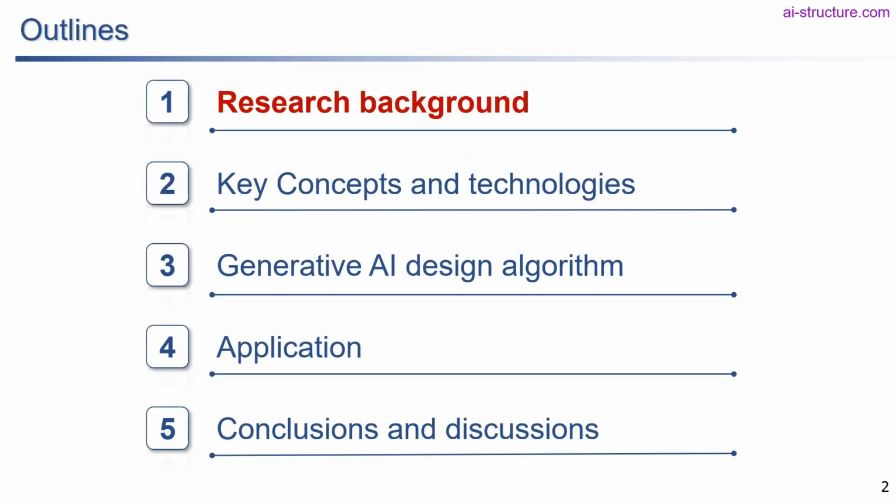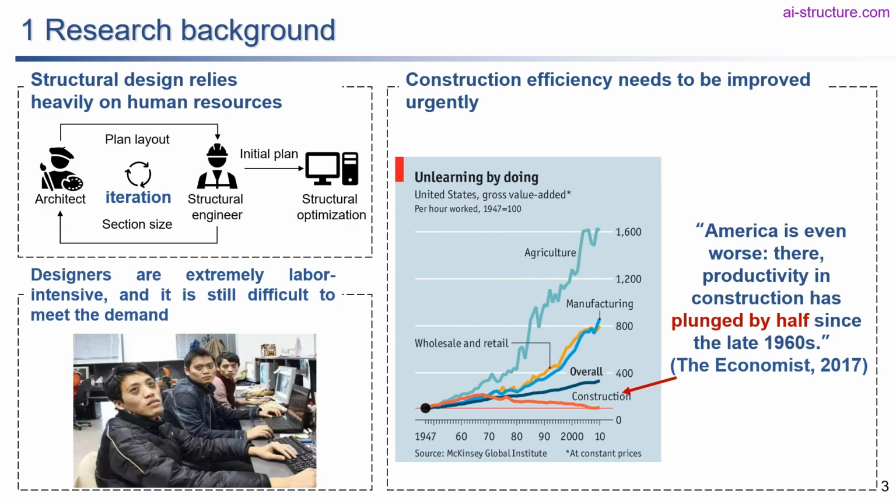First, I will introduce the research background. The construction industry is currently facing low efficiency challenges. Structural design heavily relies on human resources, with architects and structural engineers conducting multiple design iterations. However, this process is labor intensive and still struggles to meet demands. In fact, according to a 2017 report in The Economist, American productivity in construction has plummeted by half since the late 1960s. As a result, there is an urgent need to enhance construction efficiency.